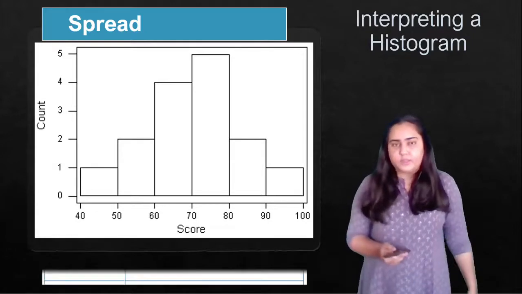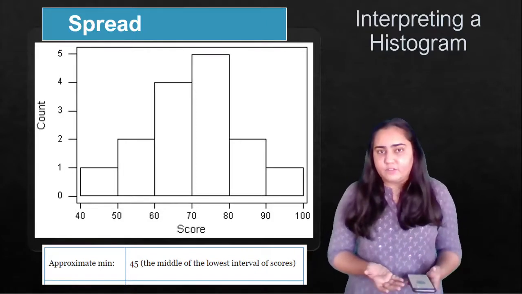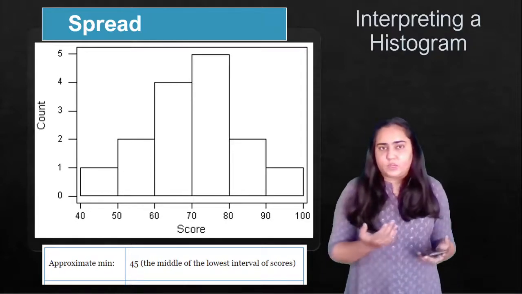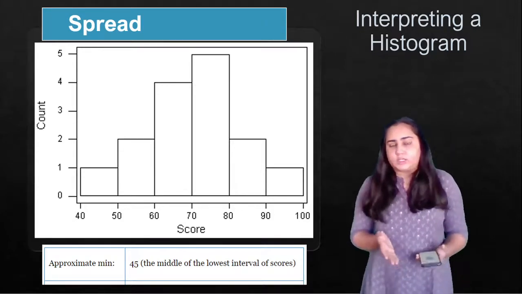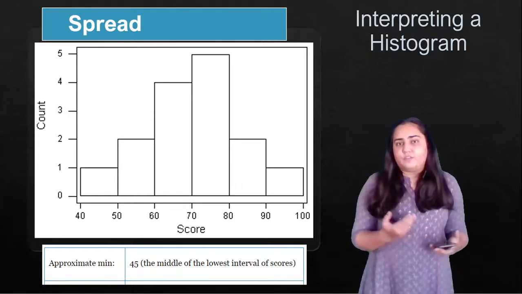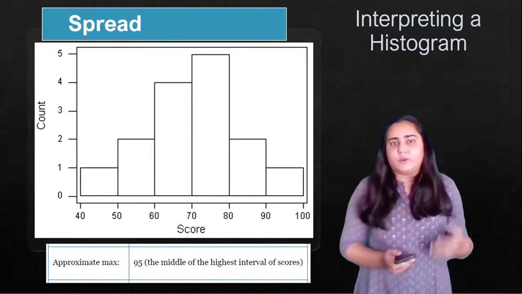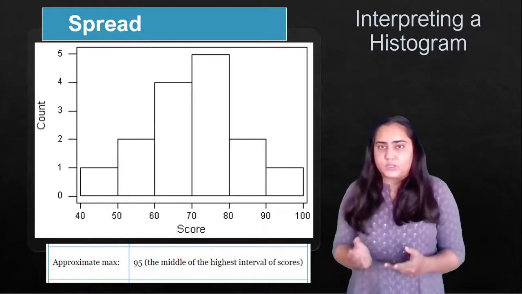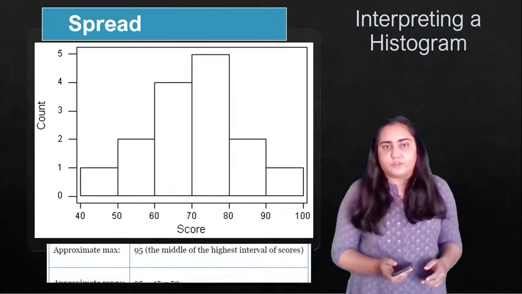So in this graph, the approximate minimum value that we have is 45. We are choosing 45 and not 40 because it's a histogram and we always try to pick the midpoint of a given range. So 40 to 50 is a range, and the middle of 40 and 50 is 45. So we are picking 45 as the approximate minimum. And the approximate maximum is going to be between 90 and 100, which is 95. So approximate minimum is 45, approximate maximum is 95.